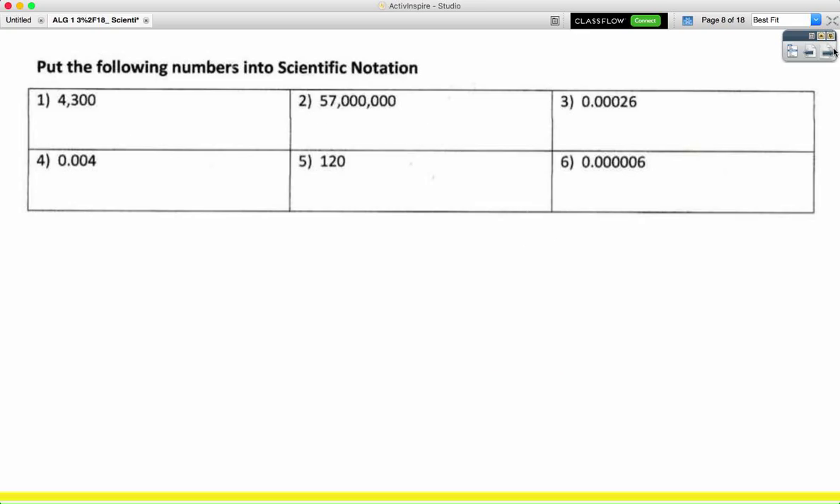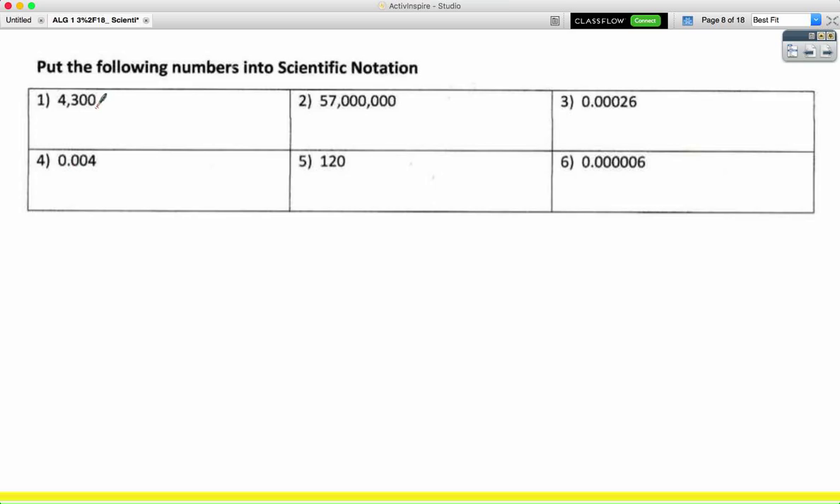Put the following numbers into scientific notation. At this time, I would probably pause the video and try to do a couple real quick and then play so you could see if you're doing it correctly. So all of these larger whole numbers, we know we're going to have positive exponents. Any of these really small decimals, when we move it, we're going to be moving the decimal to the right, and so we're going to have negative exponents.